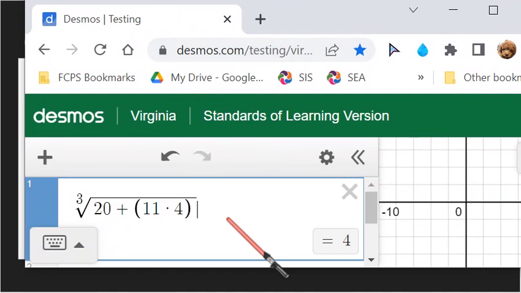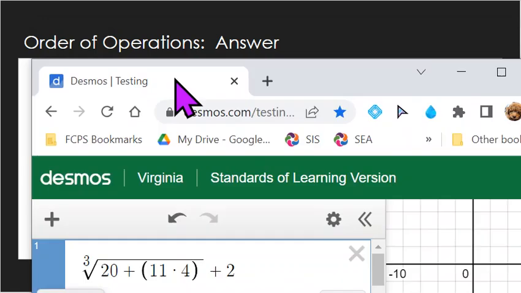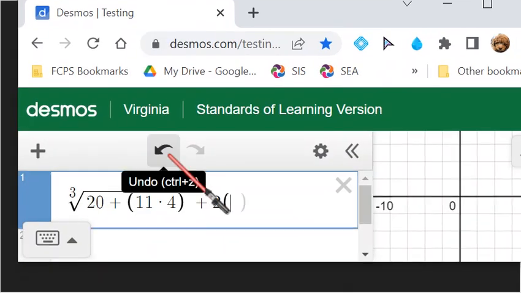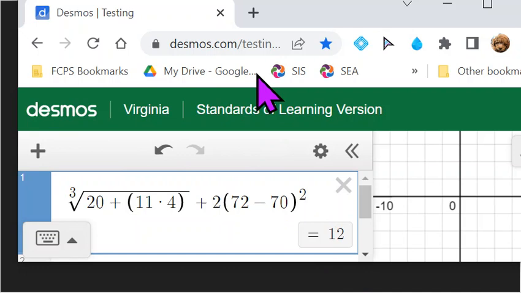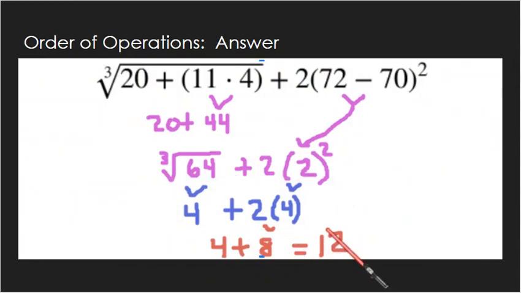Then it says plus 2, oops, that's an equal sign, plus 2, and then parentheses 72 minus 70, so parentheses 72 minus 70, and then it says squared. And here is our answer, 12. What answer did we get originally? Oh, look at that, 12.